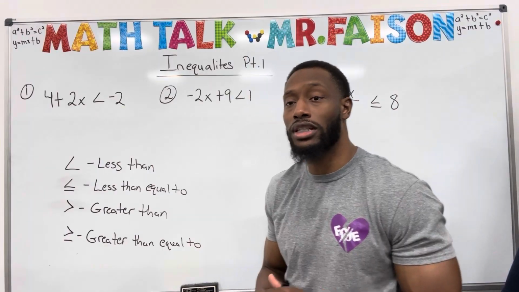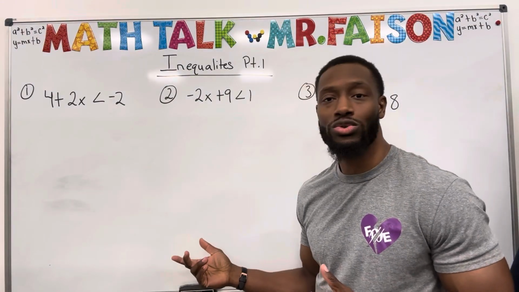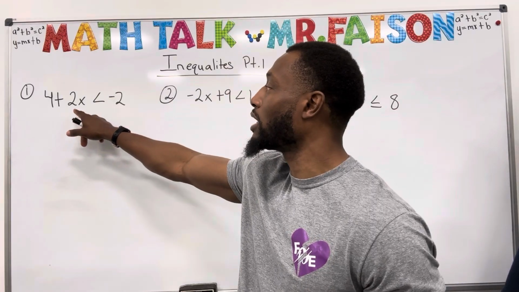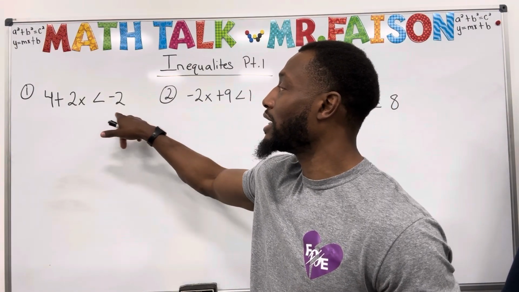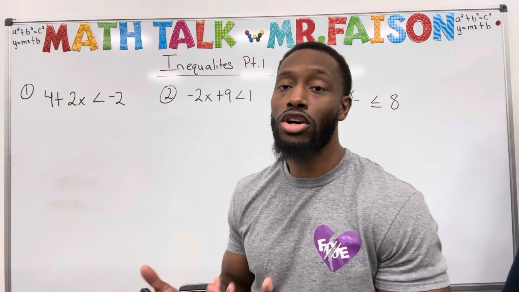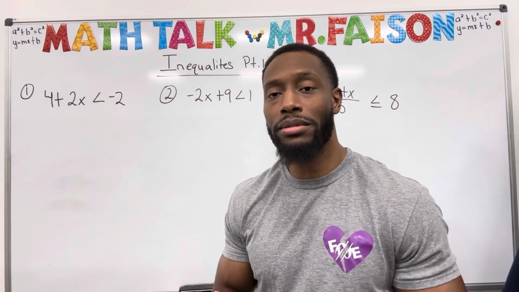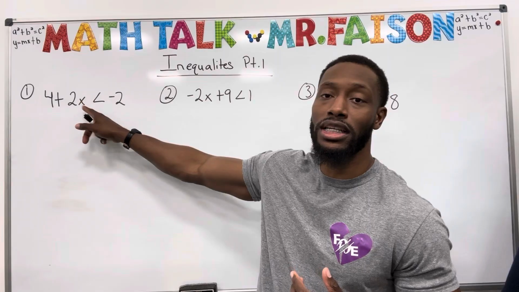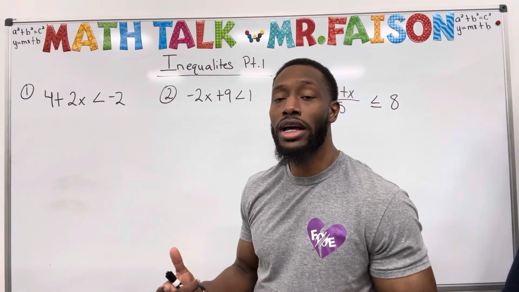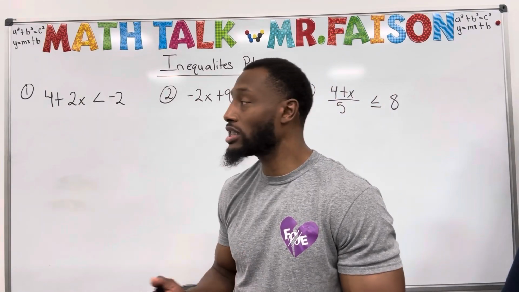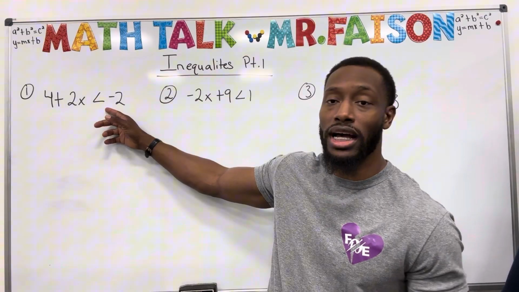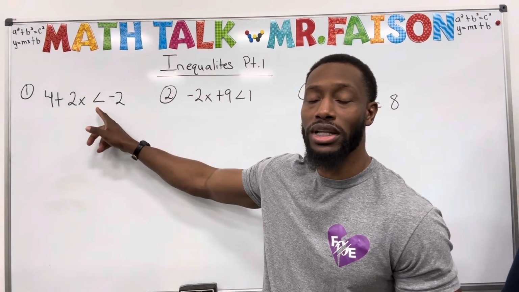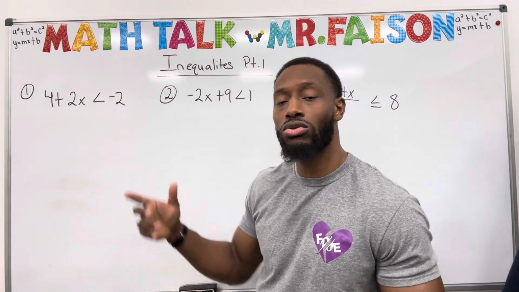First, let me erase this. Now check this out. We look at problem number 1 that has 4 plus 2x less than negative 2. I want y'all to understand that solving inequalities is pretty much the same thing as solving equations. Our goal is to find x and to get x by itself. When we were solving multi-step equations, we looked at the equal sign as the brick wall. But when we're looking at inequalities, the inequality plays the role of the brick wall. So let's run through this problem.